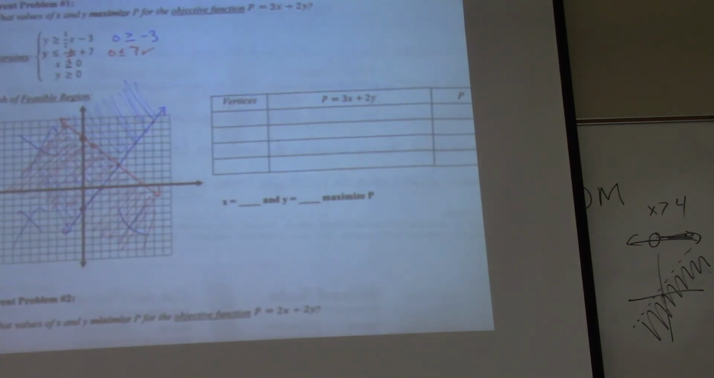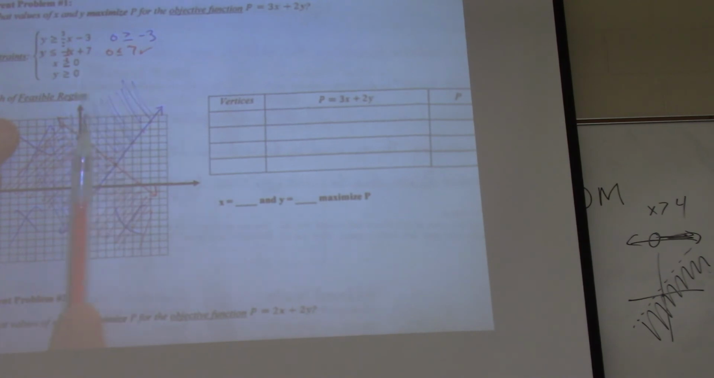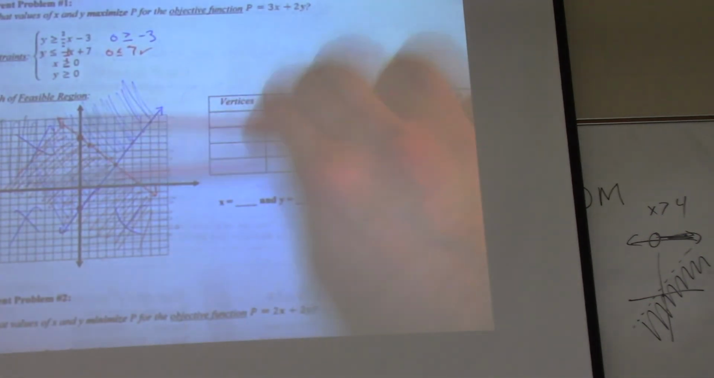Now, for the other two, I don't really need to necessarily graph them. All that is saying again, and you don't have to do this, but I'm going to do it: when x is greater than or equal to 0, it's all of this. Okay? When y is greater than or equal to 0, it's all of this.